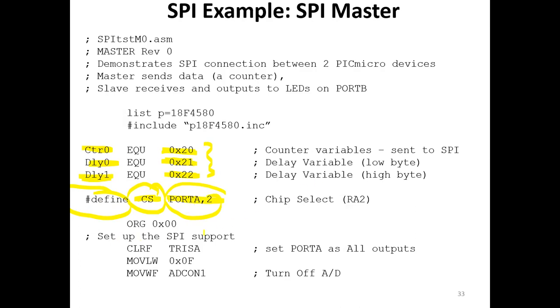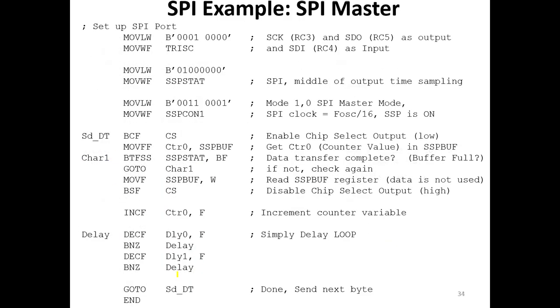Okay, now we have to set up the SPI. So first of all, we have CLRF TRISA, to set port A as all output. We need just the pin RA2, but here they are making the whole port A as output. Now we have to disable the AD conversion, so we have to load this value to ADCON1. Now, for the master, the clock should be input or output?